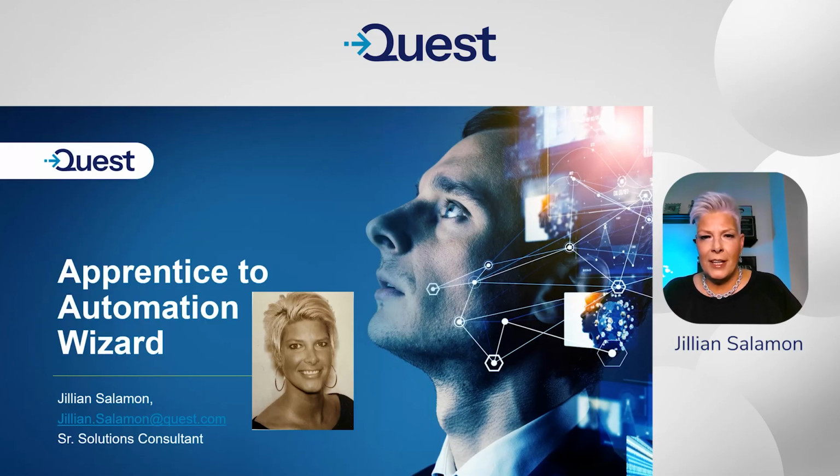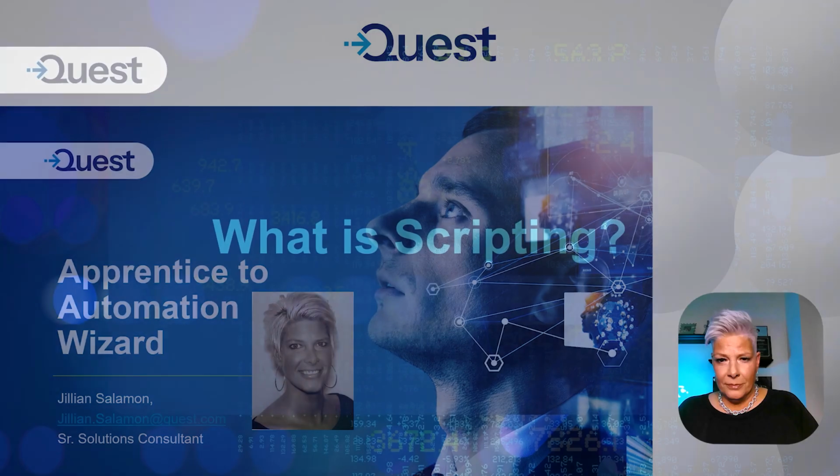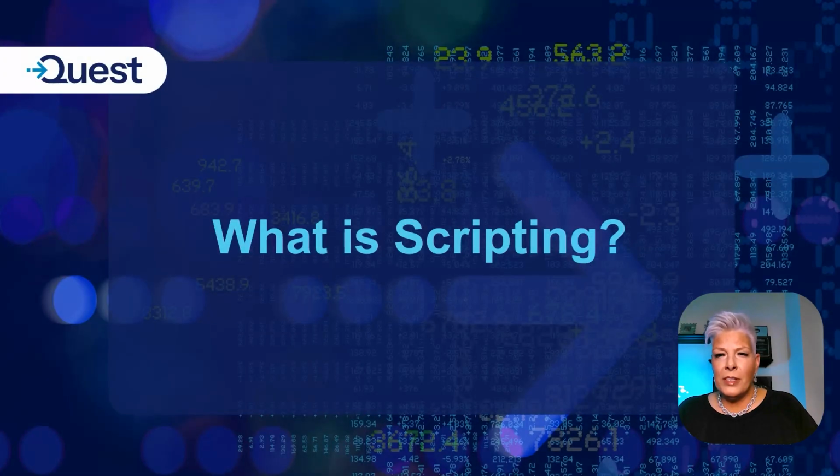And today's session is all about scripting and taking you from an apprentice to an automation wizard. So I think it's important to define what scripting is so that we all level set. Scripting gives you the ability to automate tasks that typically require manual intervention or the need to actually visit the device to make those changes. It gives you the flexibility to target devices across your network, thus saving time and resources.